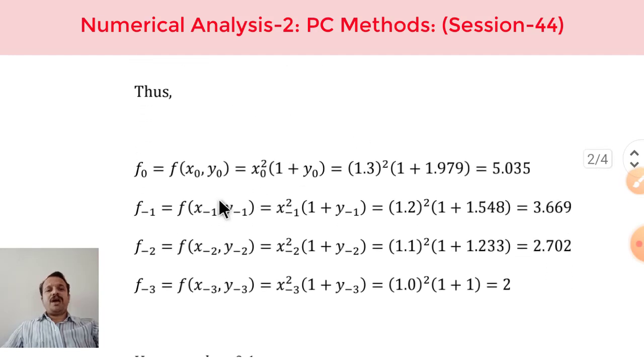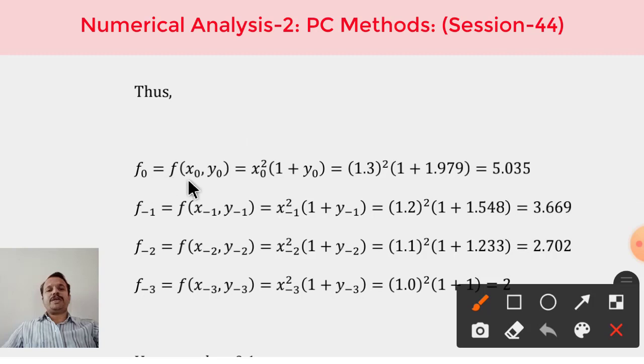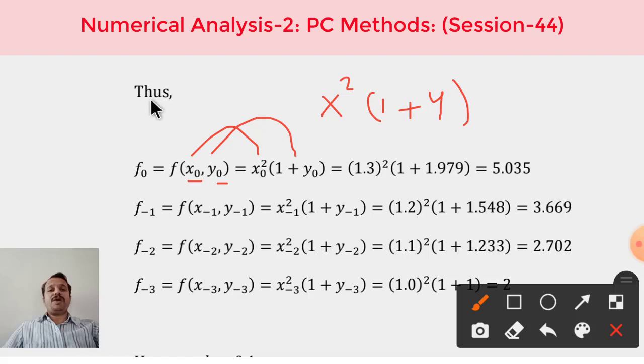In the formula, we have to have the values of y, f0, f minus 1, f minus 2, f minus 3. So what does f0 stand for? f0 stands for f at x0 comma y0. What actually is the definition? The definition is x square into the bracket 1 plus y. Sorry, this is the definition of f of x comma y: first member square into the bracket 1 plus second member. So that definition we are using over here.